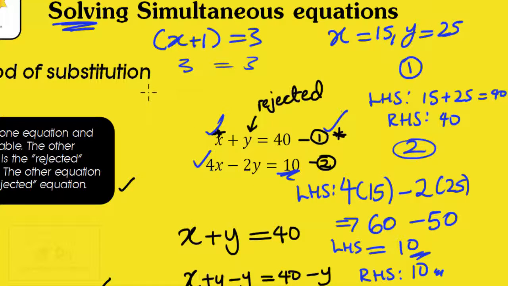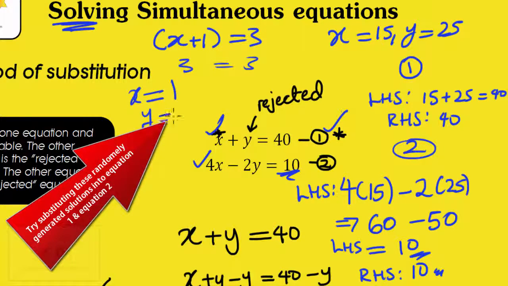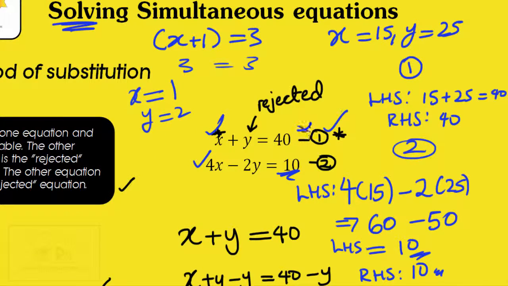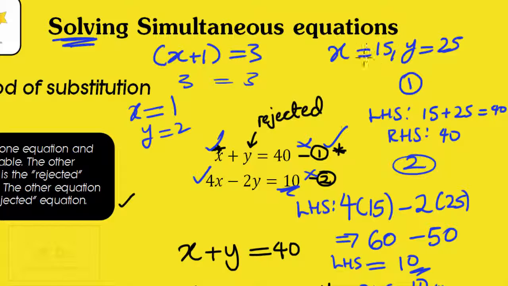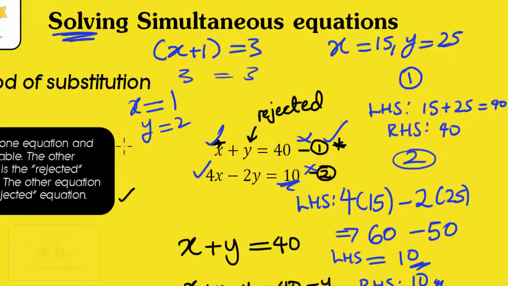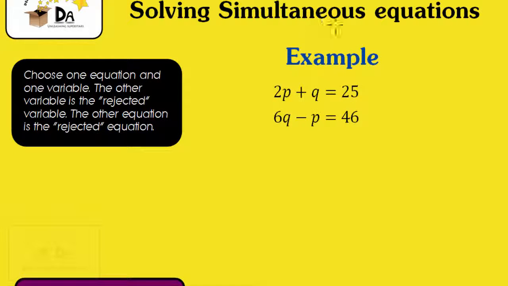I want you to try substituting random values of x and y, so you can see that not just any two values will satisfy these two equations. Try x equals 1 and y equals 2 and see if equation 1 is satisfied and if equation 2 is satisfied. You find that the equations will not be satisfied. It's important to use this method of substitution to determine valid values of the variables in the equations. So here's an example of a system of two equations in two variables.